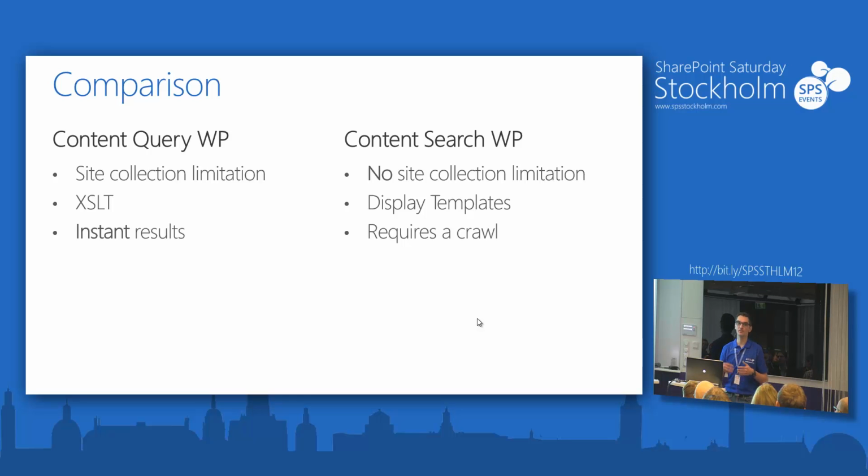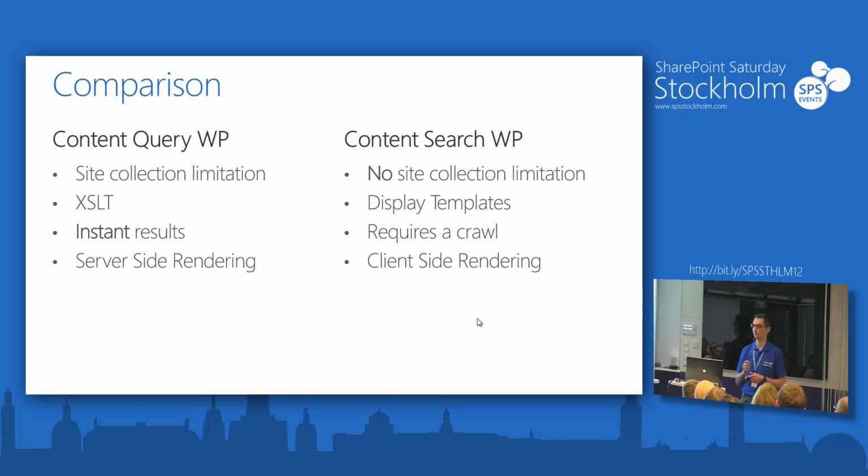The content search web part, you're always in need to first crawl your data before it can be visualized. So that's the only thing. The good thing in SharePoint 2013, you have continuous crawl, so it's almost instant depending on the delay you have between your crawlings. Content query web part is server-side rendering, so that's a good thing for your client. And content search is client-side rendering, so that's a good thing for the performance of your server.